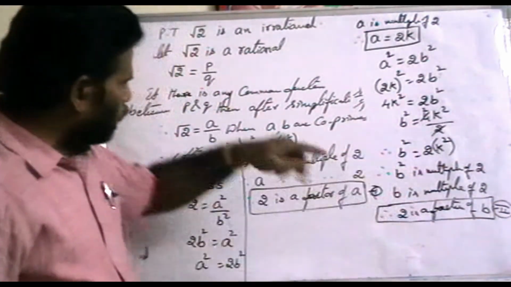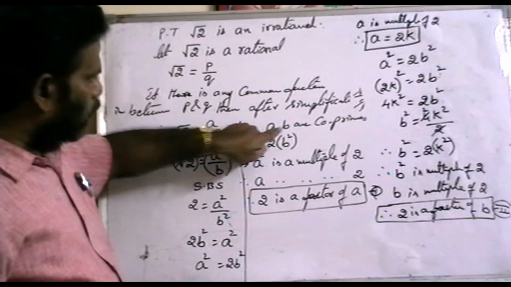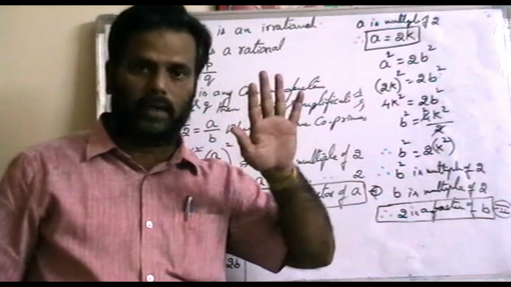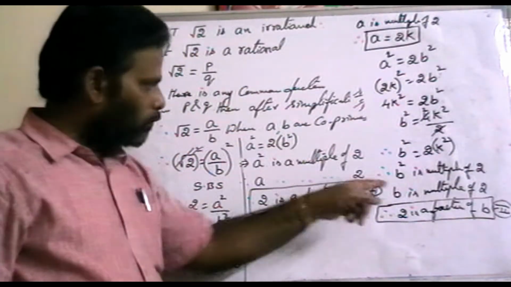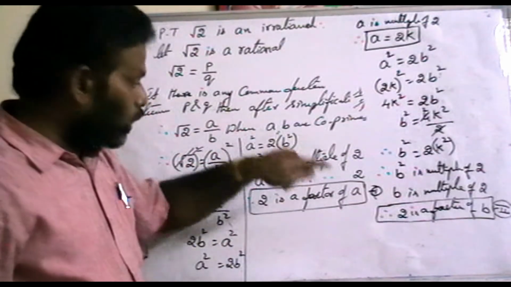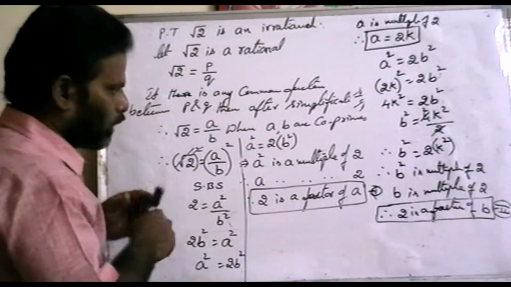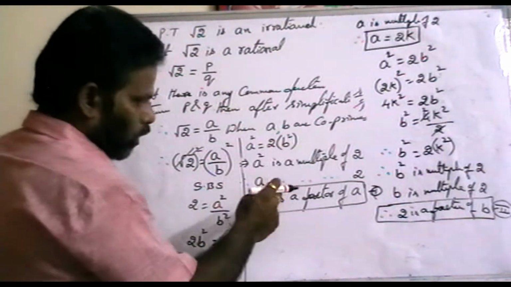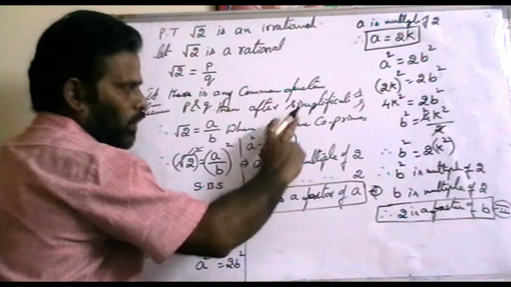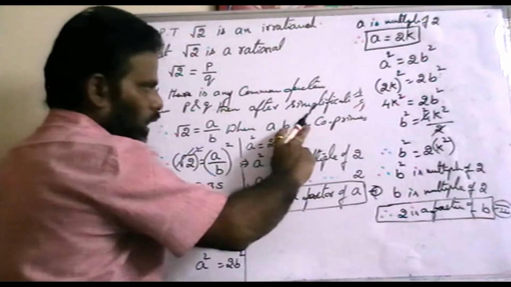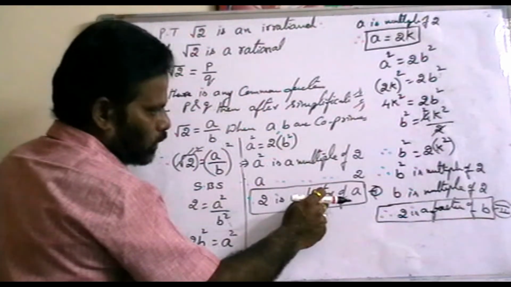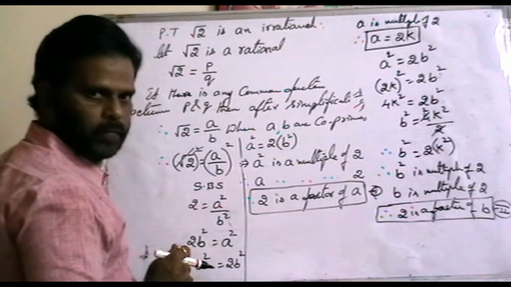But already here we know that a and b are co-primes. Co-primes means there is no common factor. But here 2 is a common factor of a and b. That means it contradicts the given statement. Contradiction. Why? Because there is no common factor, because a and b are co-primes. But here we got 2 is a common factor of both a and b.